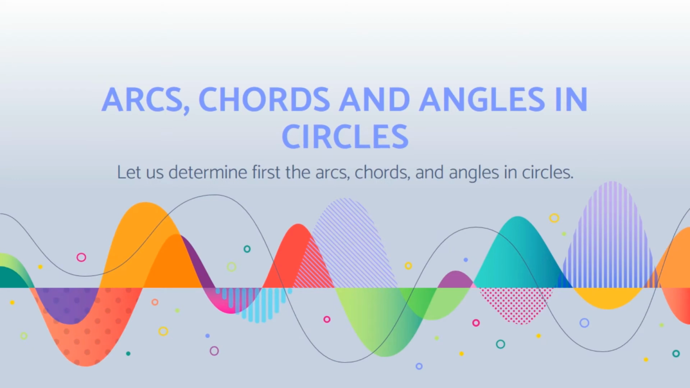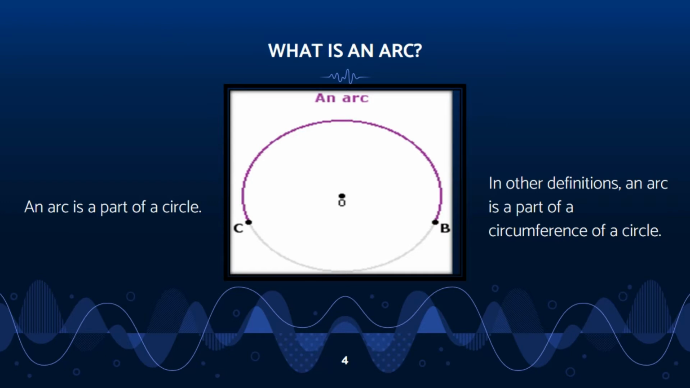So now, we will identify first the arcs and angles found in the circle. So what is an arc? An arc is a part of a circle. In other definitions, an arc is part of a circumference of a circle. Arcs can be formed using the endpoints of a line segment. So in this case, in our figure on the screen, we can tell that an example of arc is arc BC, since it is part of the circumference of the circle, which is circle O.